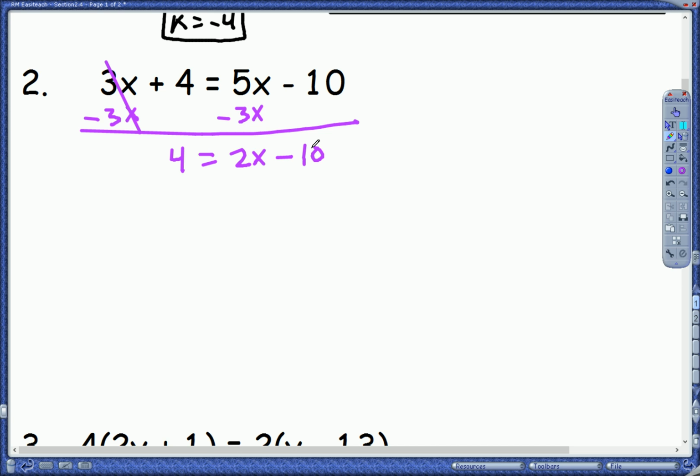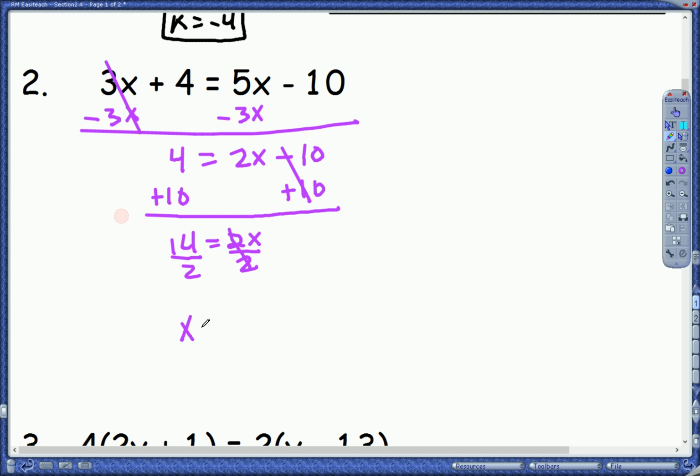Then I'm going to choose the 10 because that's on the same side as the variable, and I'm going to add 10 on both sides. 14 equals 2x. Divide by 2 on both sides. We get x equals 7.